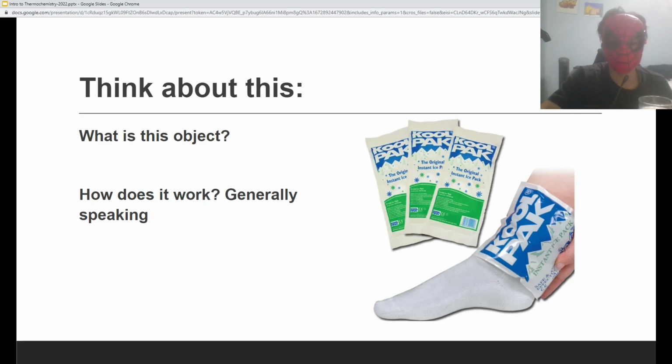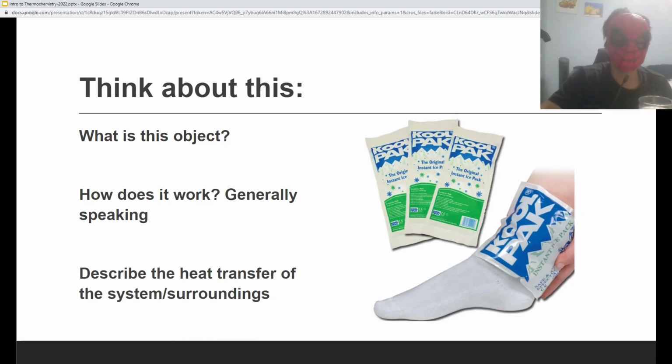As the ice melts, it absorbs a large amount of heat from the surroundings, causing the temperature of the surroundings to decrease. The third question on this slide asks us to describe the heat transfer between the system and the surroundings in this scenario. In this scenario, the system is the ice pack and the surroundings is everything else in the universe that is not part of the ice pack.